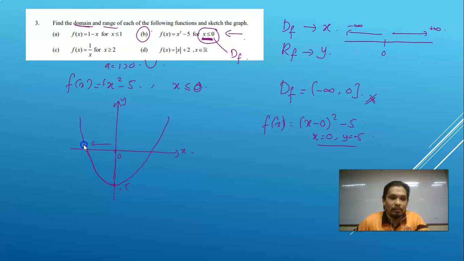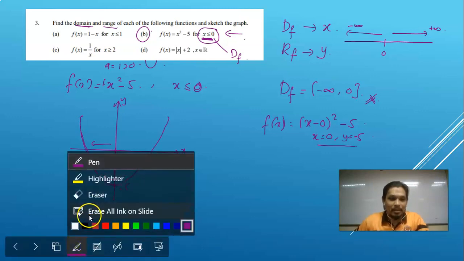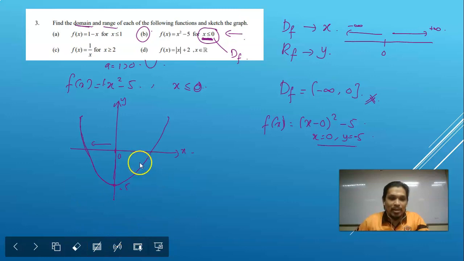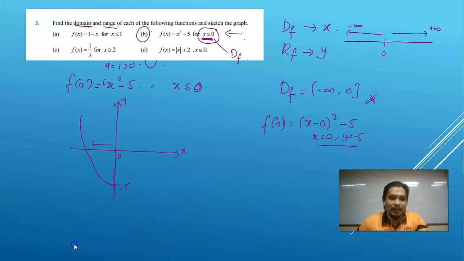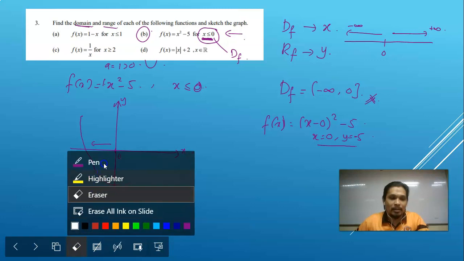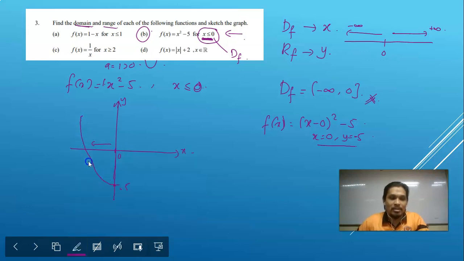There you go. So, what's next? We erase this part. Then this is the graph. Okay, sorry.